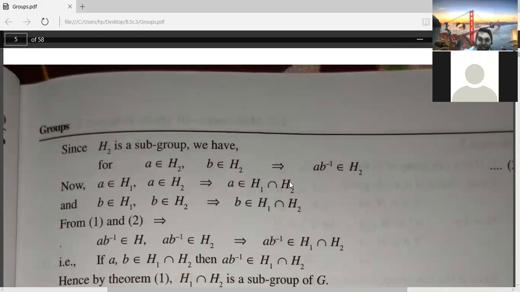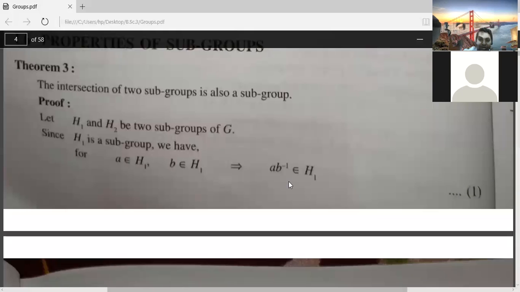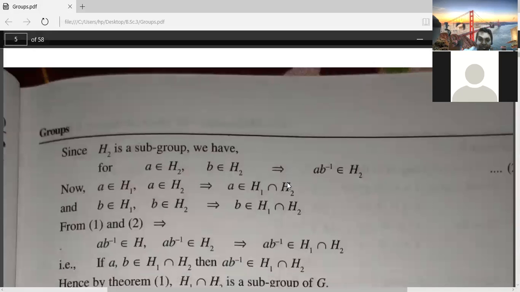Okay. Now here you see a b inverse belongs to H1 and here a b inverse belongs to H2. Now a belongs to H1, a belongs to H2, which implies a belongs to H1 intersection H2. Now b belongs to H1, b belongs to H2, then b belongs to H1 intersection H2. From 1 and 2, what can we write? Now what we can say: a b inverse belongs to H1 and a b inverse belongs to H2. Therefore, a b inverse belongs to H1 intersection H2.